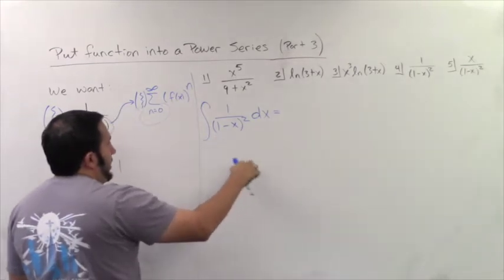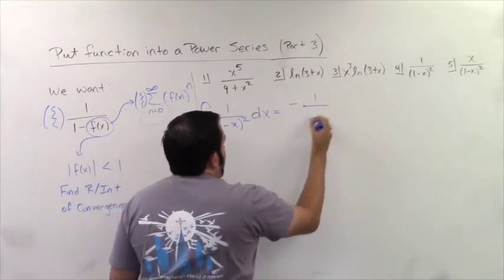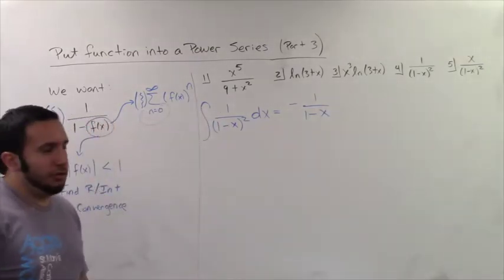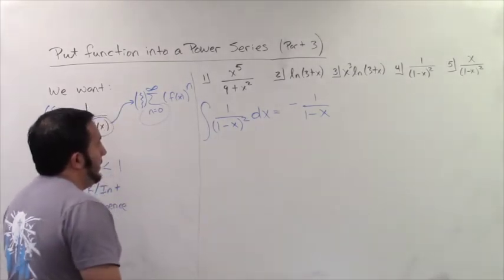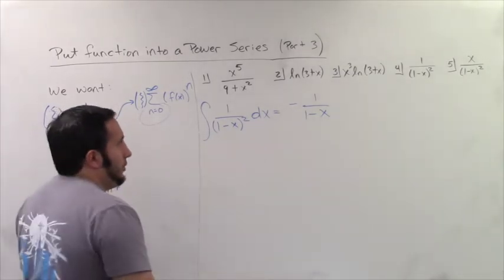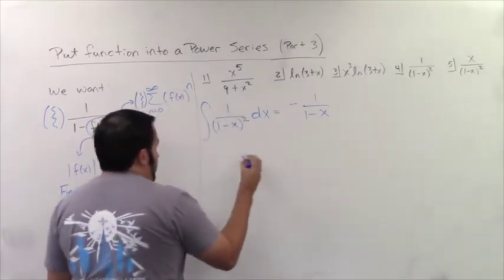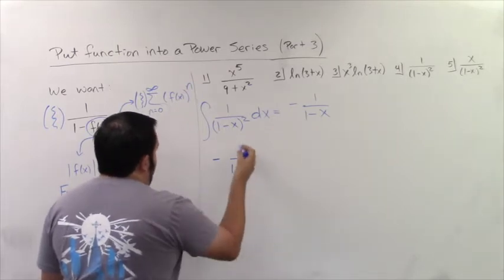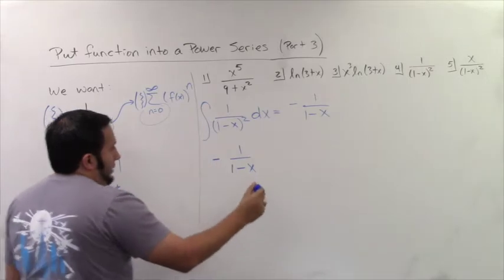The integral of this function is a relatively simple u sub. U would be 1 minus x. And what you'd come out to is negative 1 over 1 minus x after taking the integral. You can go ahead and check with the u sub. This is basically already in the form that I want, which is great. So I'm going to find the power series of negative 1 over 1 minus x. Already got the 1 on top, already got the 1 on the bottom, already got the minus.